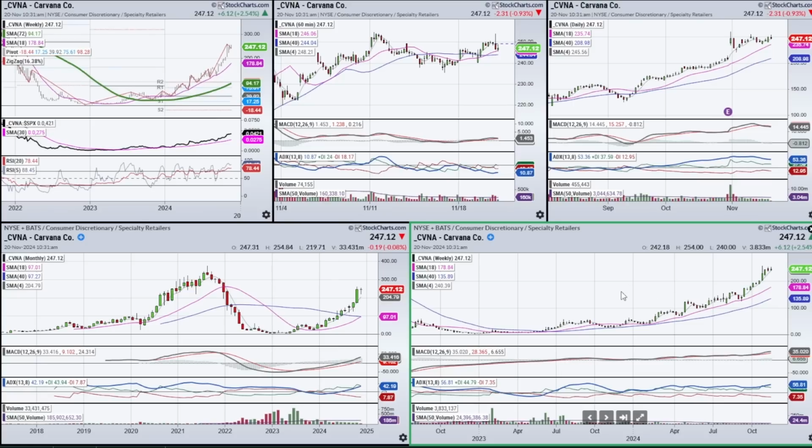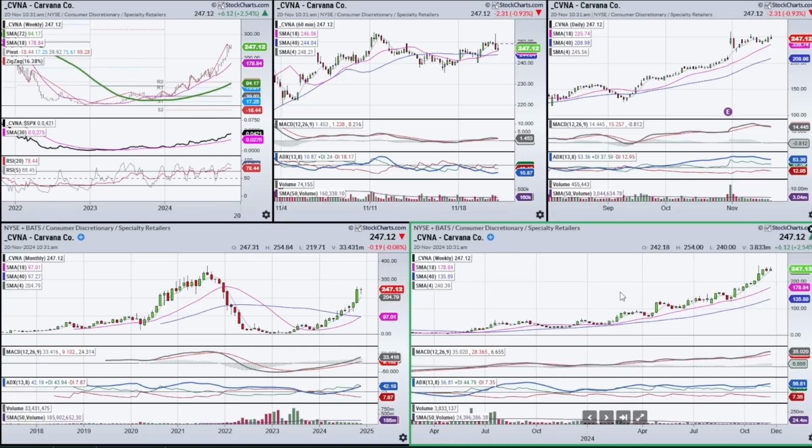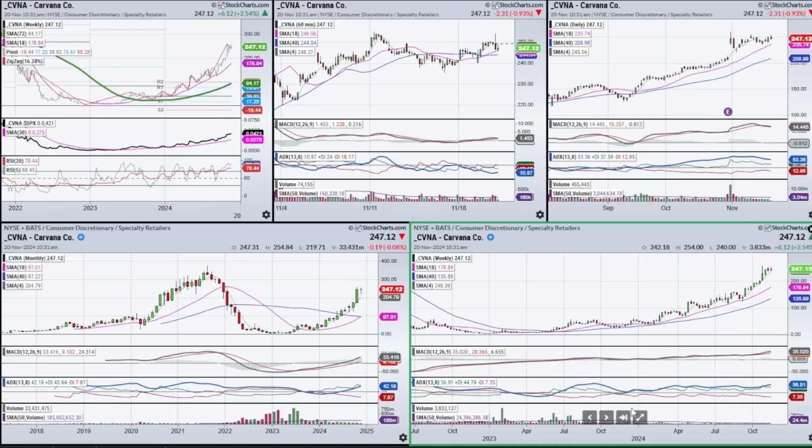Okay, let's look at the CVNA. Lots of strength in this. All right, now we've got a pullback on the 18-month at the end of 2023. We turn the corner and we get things going to the upside. It really started to kick in here with the zero line reversal, and we got going. All right, so we've got the strength.